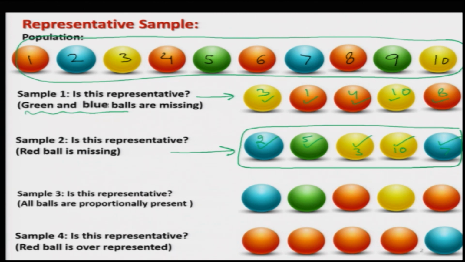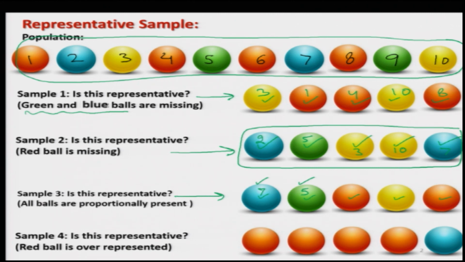Now, if you look at sample number 3, there is 1 blue ball, 1 green ball, 2 red balls, and a yellow ball. Is it representative? Yes, that looks actually nice, because there are 2 blue balls in the population and you have selected 1 ball. This can be ball number 2 or ball number 7, let us call it ball number 7. There are 2 green balls in the population, so you have selected 1 green ball in the sample. This can be either ball number 5 or 9, so let us take it to be 5.